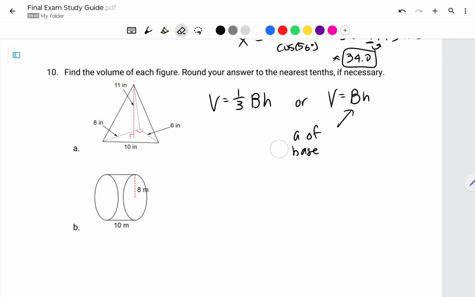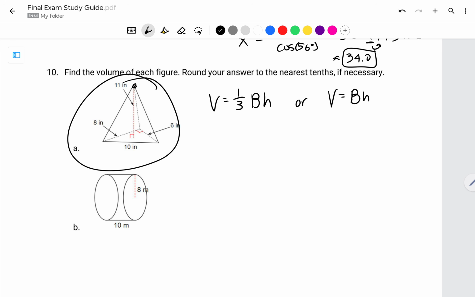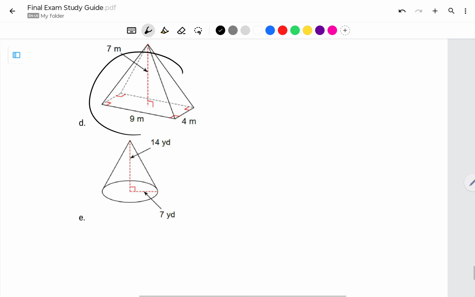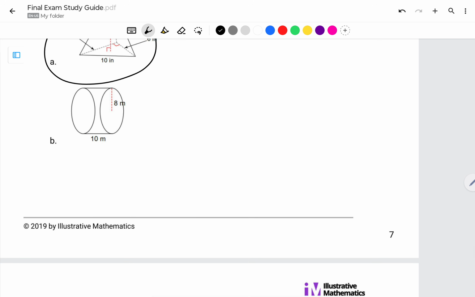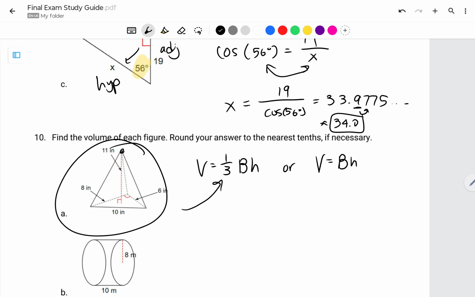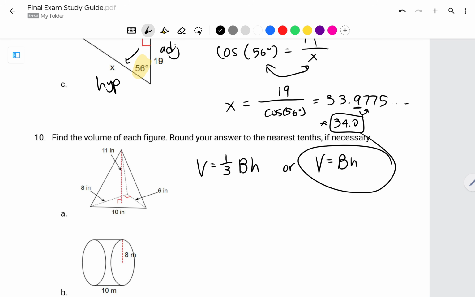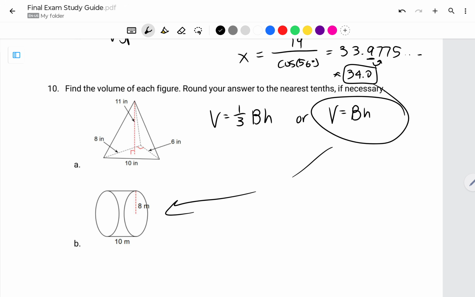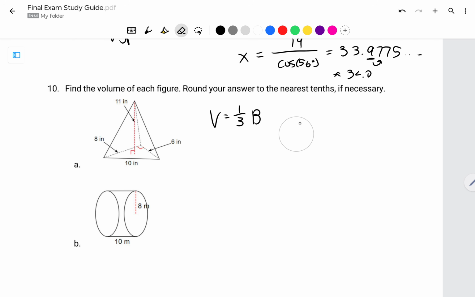It's not just the base, it's the area of the base. For the pointy shapes, the ones that have an apex, the pyramids and the cones, those are going to be 1/3. Because we learned in the lessons in the book that it takes 3 pyramids to make 1 prism. So the volume of a pyramid is 1/3 of the prism, okay? And the other ones are just the regular capital B times H: cylinder, rectangular prism, triangular prism, all that stuff. Okay, so we're going to use this one here.